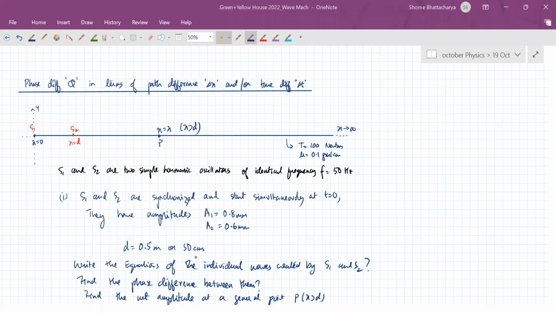Yeah, Tej, what I've written after individual waves is write the equations of the individual waves created by S1 and S2. Okay, the individual waves that are generated or created by the sources S1 and S2.